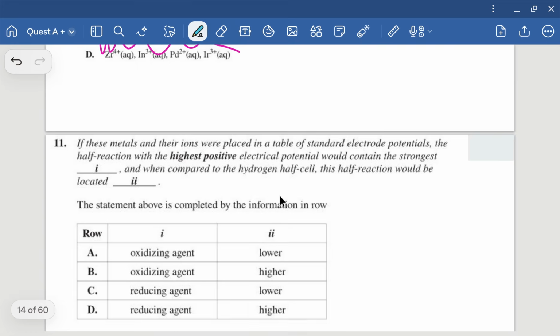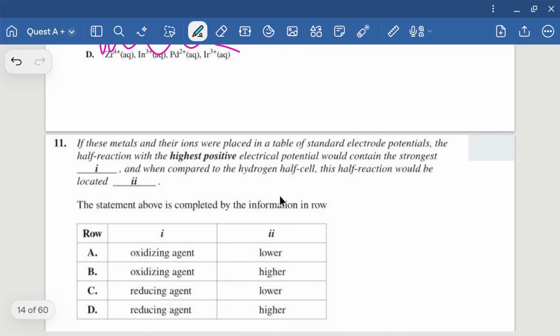Question number 11. If the metals and the ions were placed in a table of standard electropotentials, the half reaction with the highest positive electrode potential would contain the strongest blank, and when compared to the hydrogen half cell, this half reaction would be located blank.